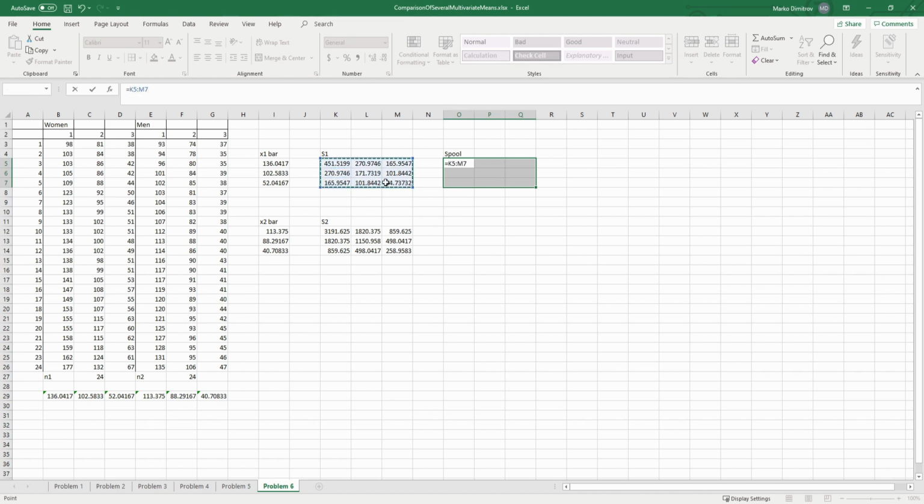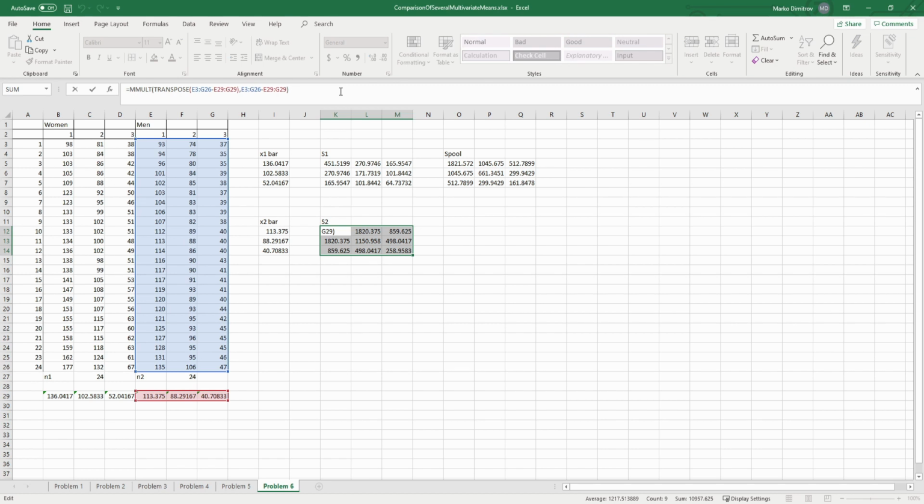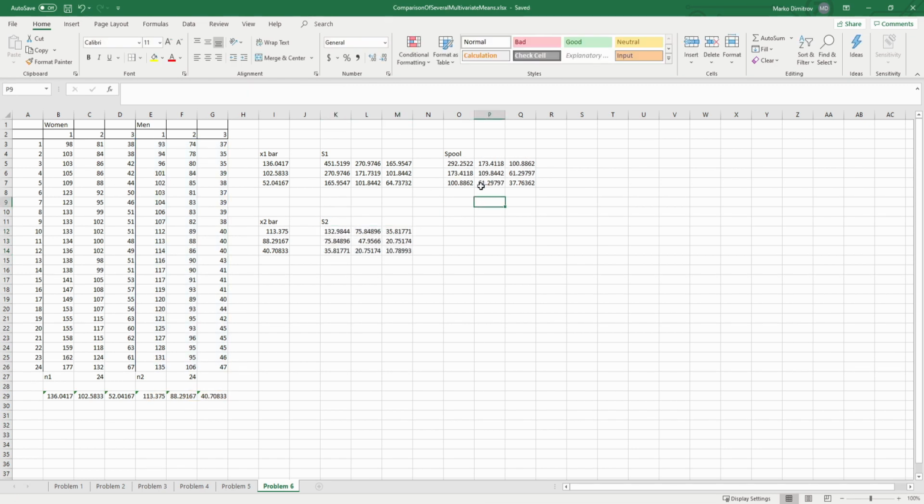So S pooled is S1 plus S2, but we need to divide by 2. Okay, so I divided by 2 because we have the same sample size, but here I actually forgot to divide by 24. So again, divide by 2 because the sample size is the same.